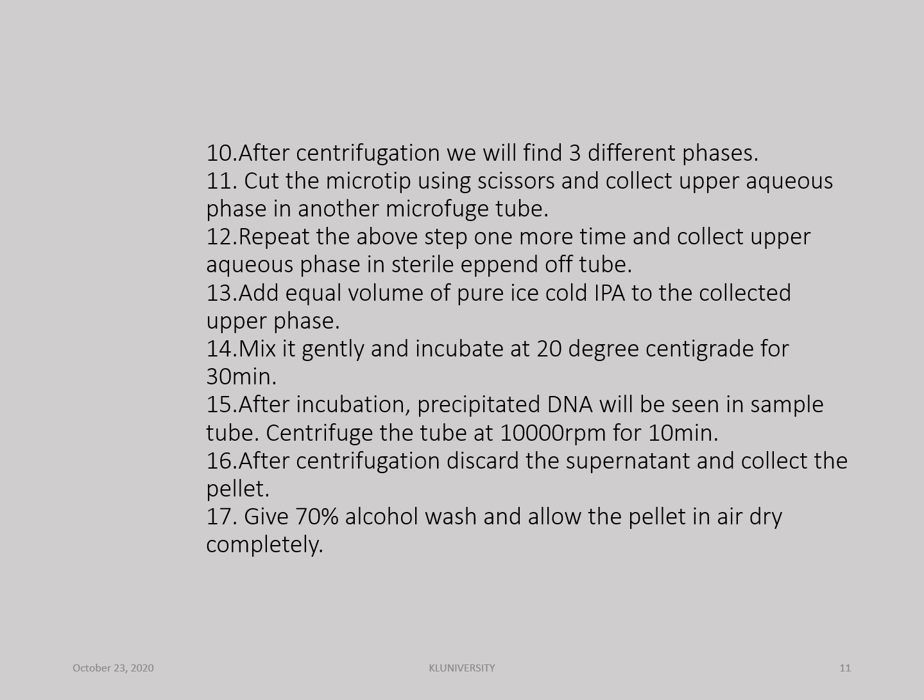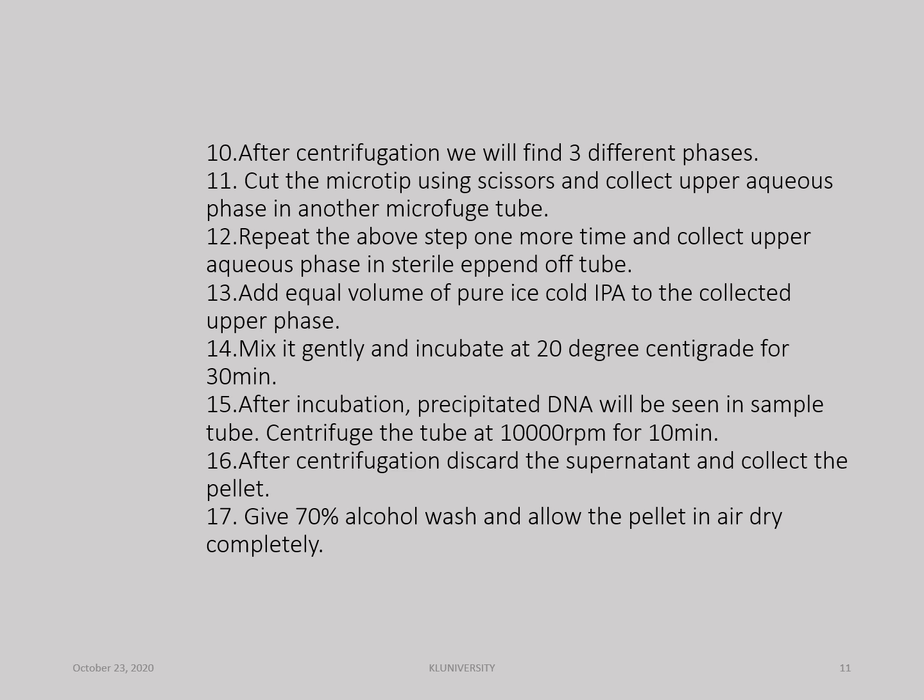To this, add an equal volume of pure ice cold IPA to the collected upper phase. Mix it gently and incubate at minus 20 degrees centigrade for 30 minutes. After incubation, precipitated DNA will be seen in the sample tube. Centrifuge this precipitated DNA at 10,000 rpm for 10 minutes. After centrifugation, discard the supernatant and collect the pellet.